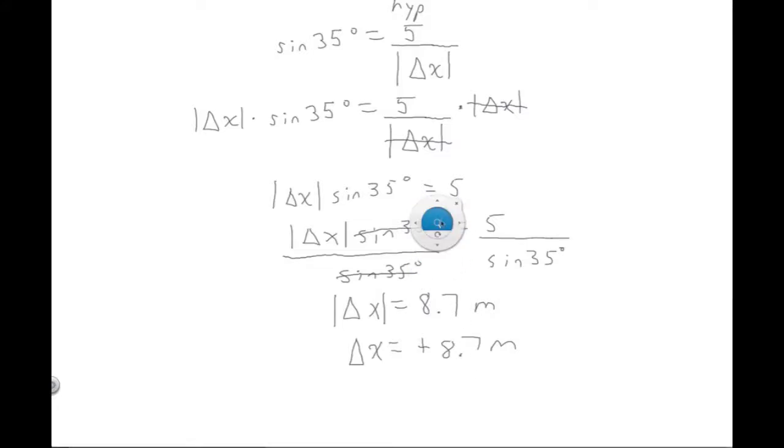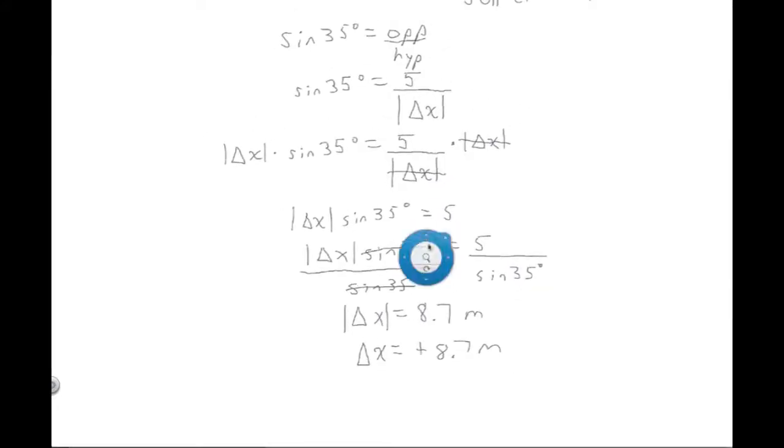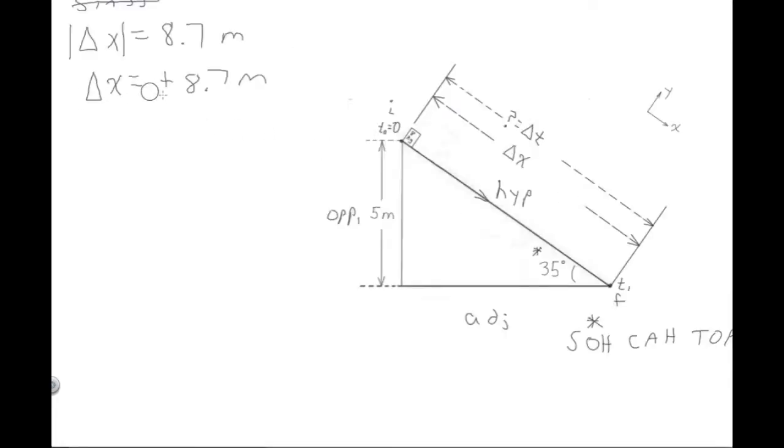Okay, and now we can stop to ask whether this makes sense by building this number of positive 8.7 meters into our sketch. That goes here. All right, that displacement is positive 8.7 meters. And the way we can check that is remember that the hypotenuse should be the longest side of a right triangle. So we can check that because we know this side. And yep, 8.7 is bigger than 5. So we can see that we got that correct.